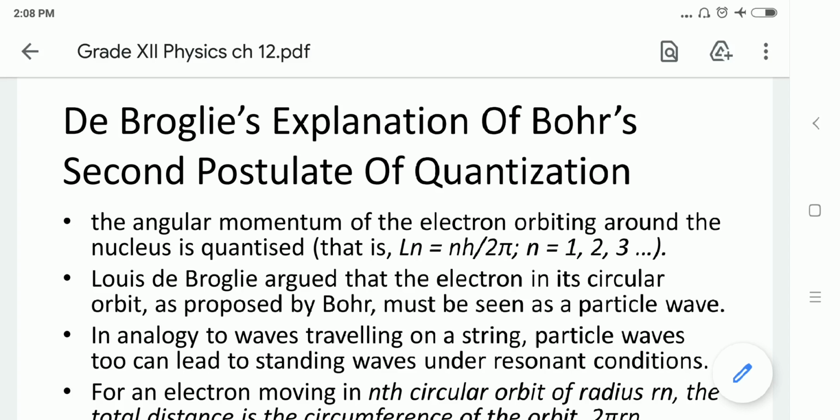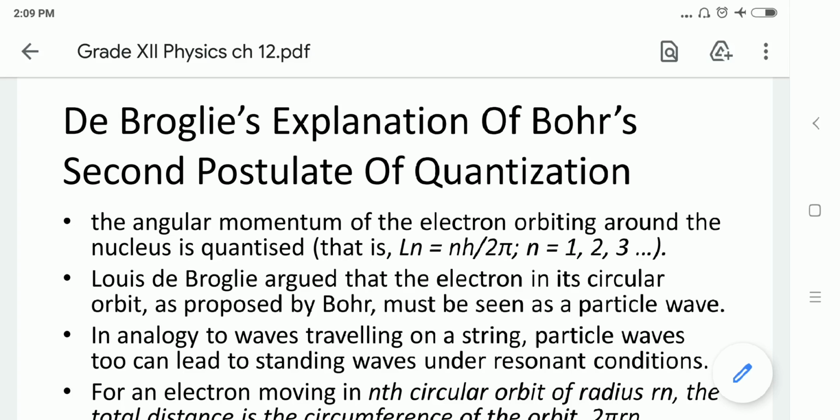De Broglie argued that the electron revolving in a circular path, as proposed by Bohr, can be treated as a particle wave. And just as a wave traveling on a string, particle waves can lead to a standing wave under the resonant condition. Resonant condition means that the frequencies are supposed to match.